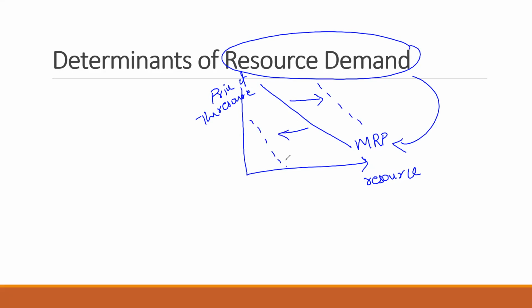We want to figure it out. That's what the determinants means. What can change the resource demand to increase, going to the right, and what can cause resource demand to decrease.